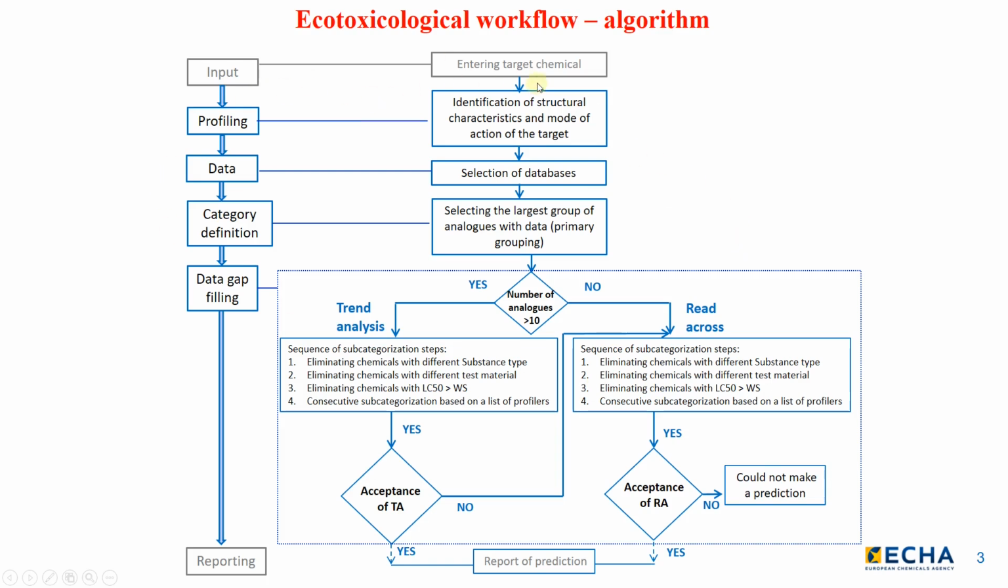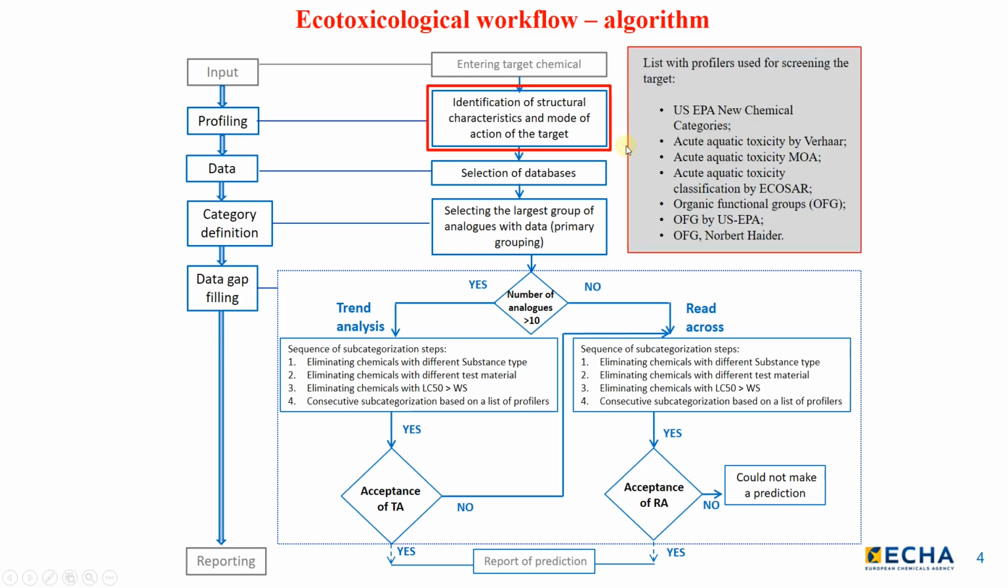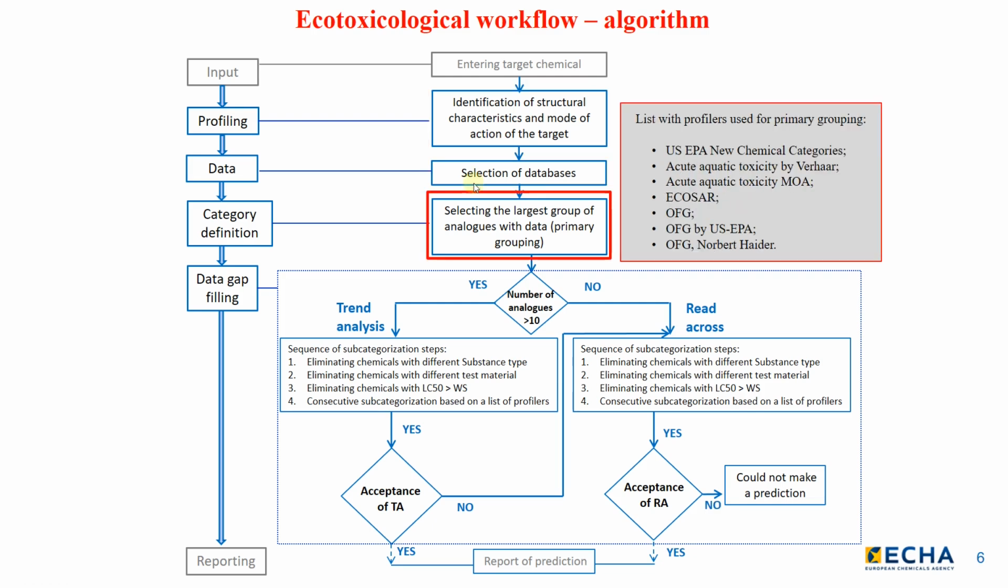Once the target chemical is entered into the system and the workflow is started, the system automatically defines the target endpoint and identifies the structural characteristics and possible mechanisms of action of the target to be used for the collection of analogs. This is done by simultaneously applying the profilers relevant to the target endpoint and additional criteria to select the profiler containing the most populated category of chemicals and data for the primary grouping.